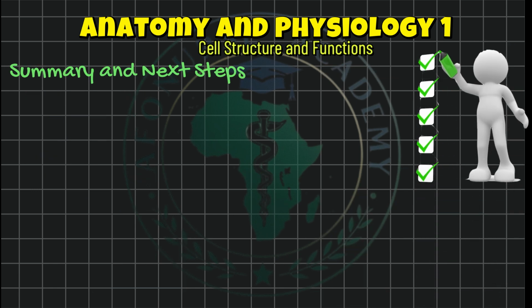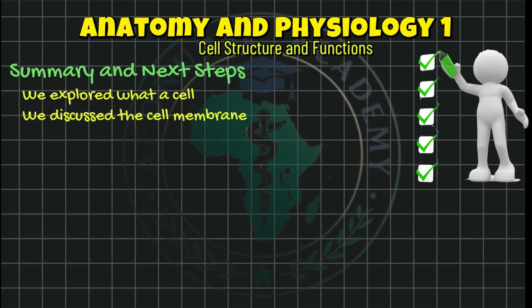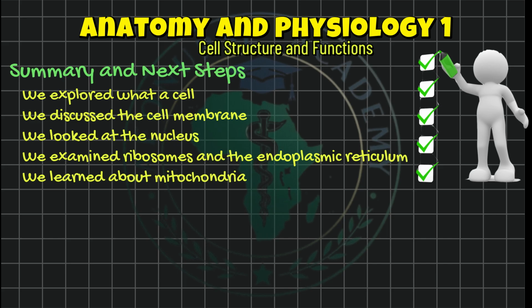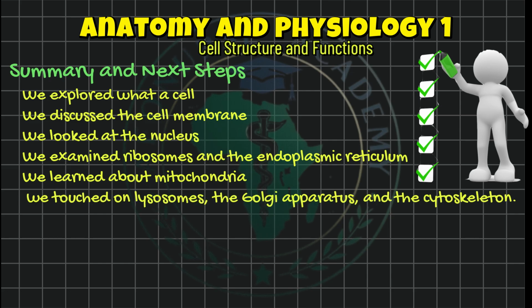Let me quickly summarize what we've covered today. We explored what a cell is and why it matters for nursing. We discussed the cell membrane, which controls what enters and exits. We looked at the nucleus, the control center with DNA. We examined ribosomes and the endoplasmic reticulum for protein production. We learned about mitochondria, the powerhouse producing energy, and we touched on lysosomes, the Golgi apparatus, and the cytoskeleton. Most importantly, we connected these structures to real nursing practice.